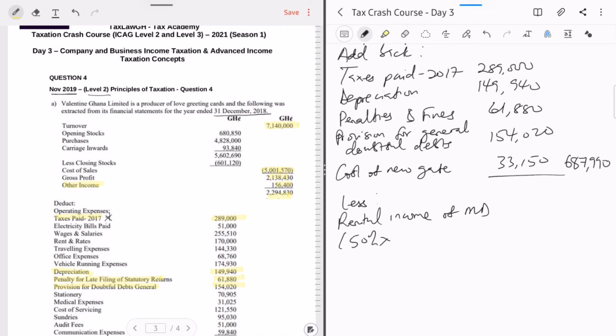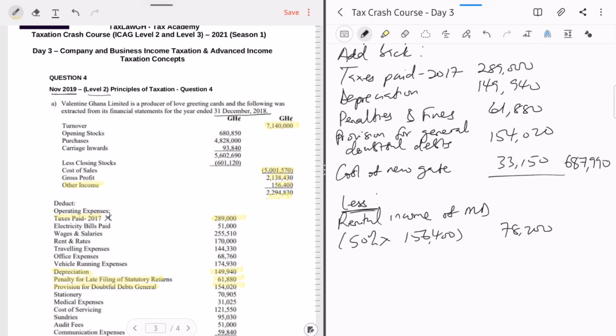So this would be what? They said 50% of that figure. This figure here is what? 156,400. So let's find 50% of 156,400. That gives us 78,200. So we can deduct 78,200.